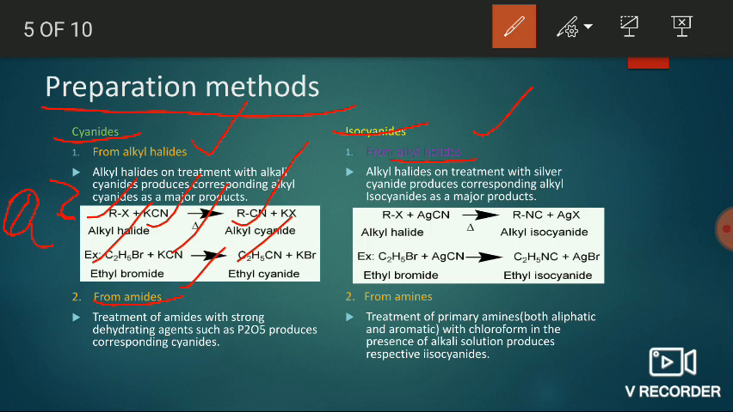Why do we get isocyanide in the case of treating alkyl halide with silver cyanide? Why do we get cyanides by treating alkyl halide with alkali cyanide? As we discussed here, in the case of cyanides, the alkali cyanide generally produces free cyanide nucleophile which contains the negative charge on the carbon atom. This cyanide undergoes nucleophilic substitution on the alkyl halide through the carbon nucleophile. Then we get the corresponding cyanide.